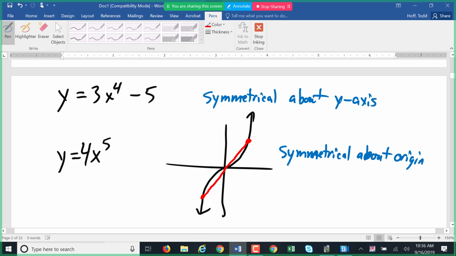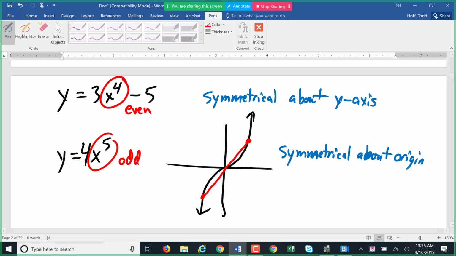Notice the powers in the equations. That's an even power of the variable. That's an odd power of the variable. So those are where those terms of even function and odd function come from, is because of the powers on the variables that produce that kind of symmetry.